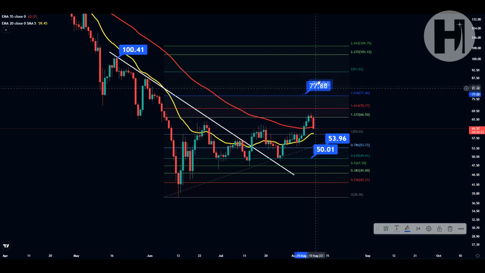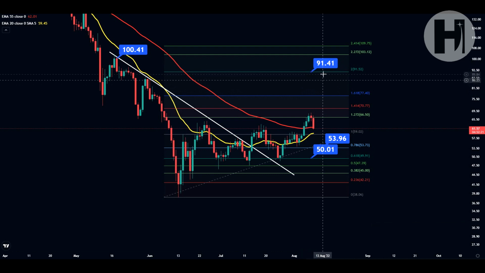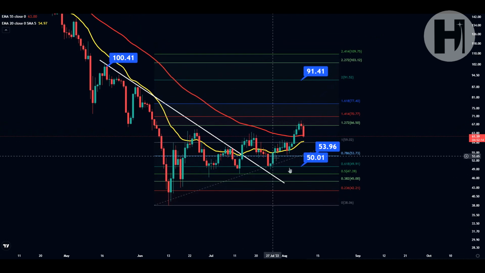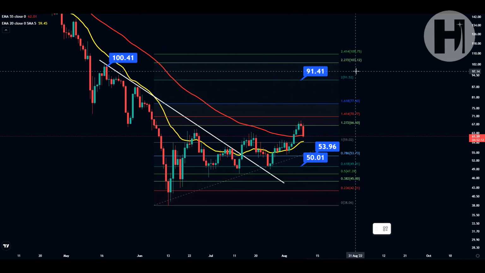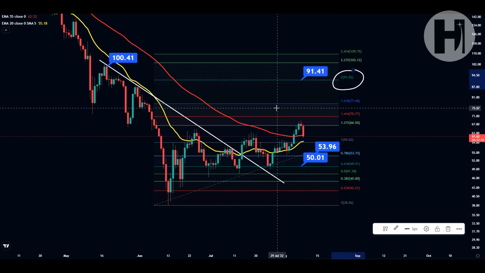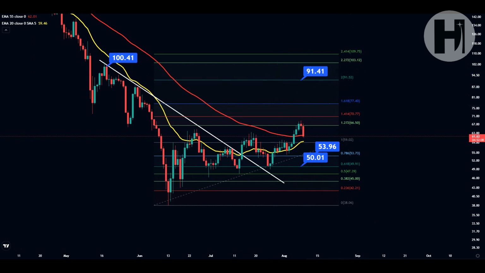So you can also target the second fib level, which is our overextension level as well. And if we see a very, very strong move to the upside and Bitcoin starts going to 28K, this would be a level that I would be targeting for Egld at $91.50. But the major target right now is the 1.618, so keep that in mind.